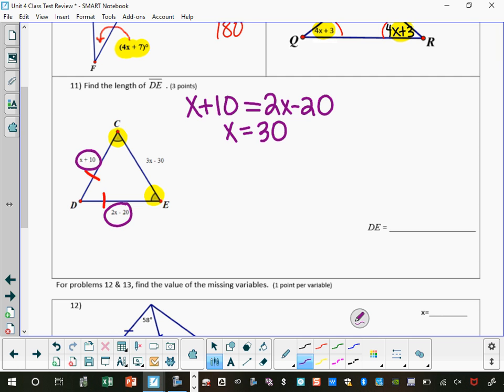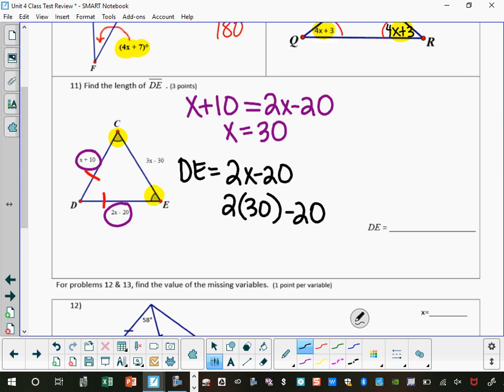Okay, did they ask me for x? No, they asked for DE. And DE is 2x minus 20. Instead of x, I'm going to plug in 30. What's 2 times 30? And 60 minus 20 is 40. So DE is 40. You will see that problem again.